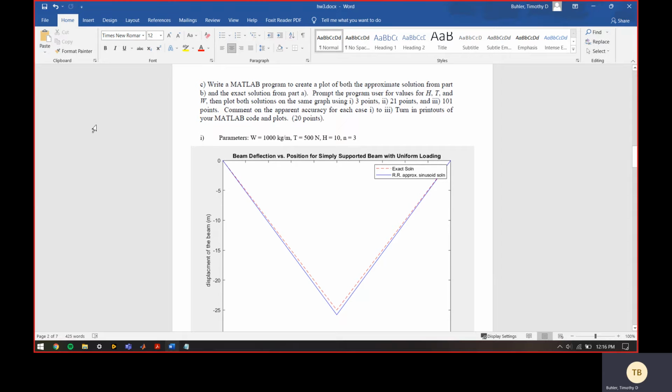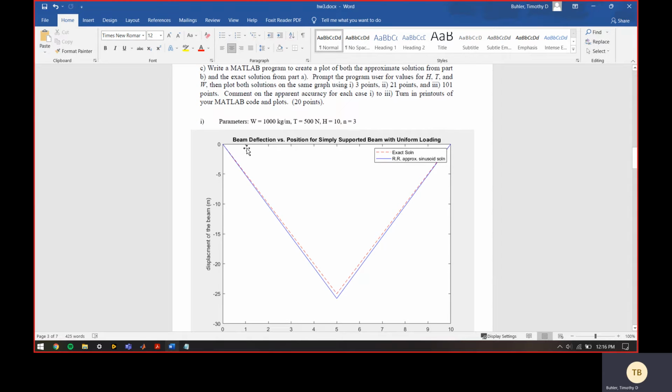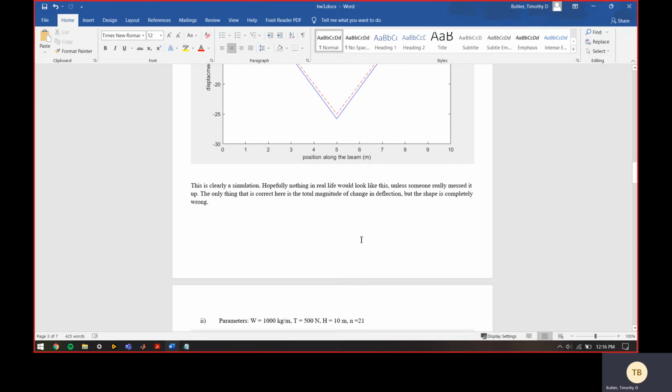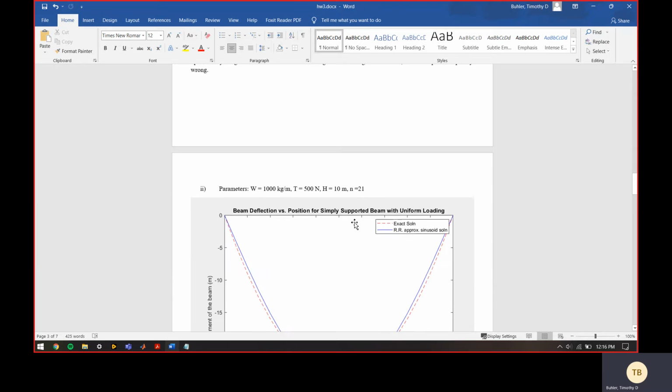And then, yeah, so just looking at this, we have one graph here, pretty clear. It's a simulation. Nothing in real life would look like this unless somebody really messed something up. The only correct thing here is the total magnitude and change in deflection, but the shape is completely wrong.